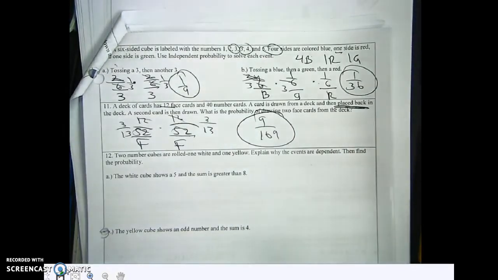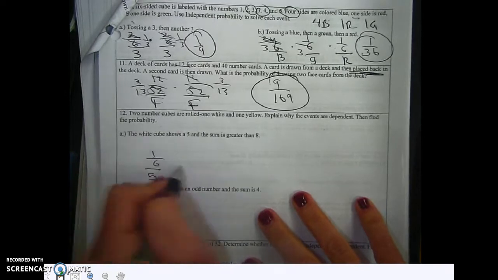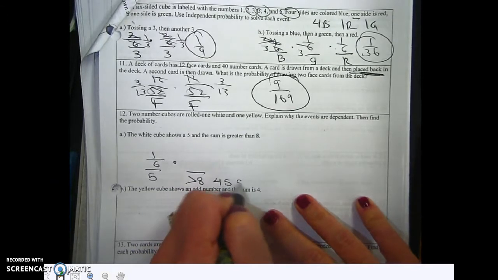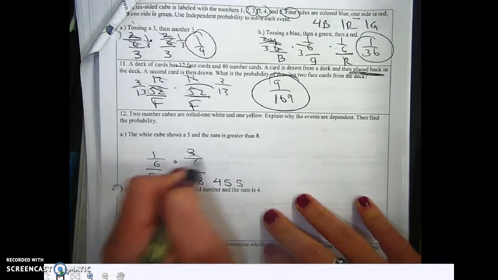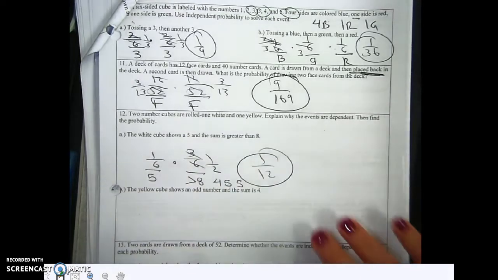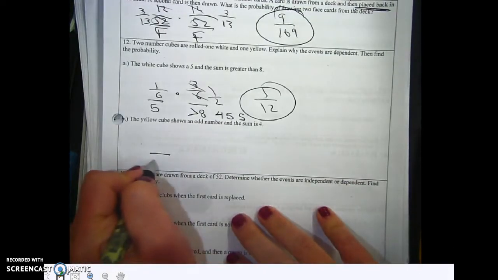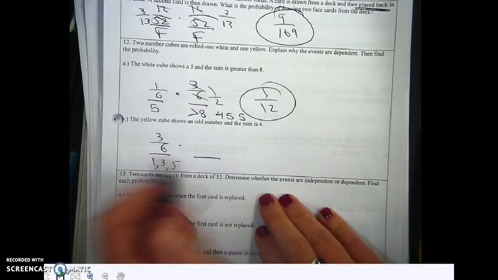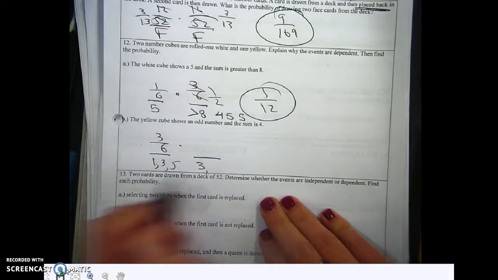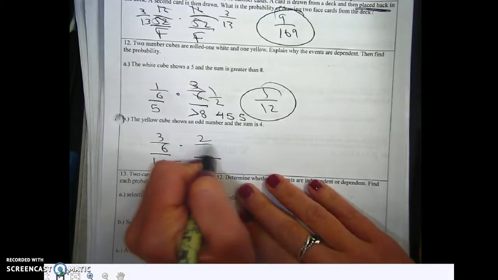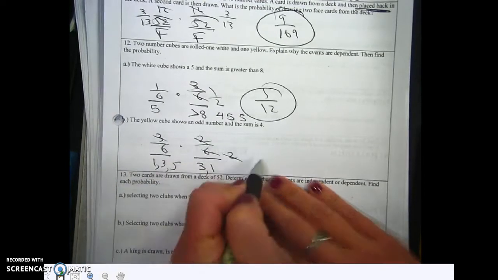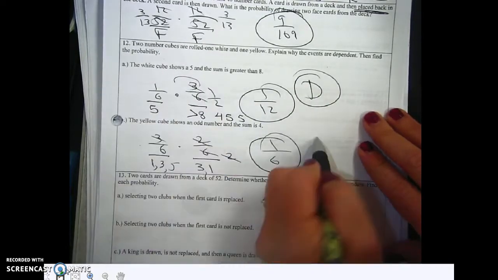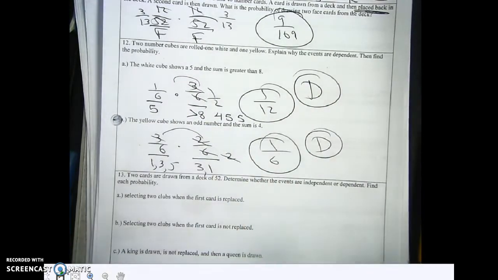Okay, all right. A 5, there's one of them, and the sum is greater than 8, which means a 4, a 5, and a 6. That's 3 out of 6. 1/2, 1/12. Odd number, 1, 3, 5. The sum is 4. Well, the only way to get 4 from a 1 is a 3. The only way from a 3 is a 1, so that's 2 out of 6. So it's 1/6. And by the way, this is dependent because this one's dependent on that one.